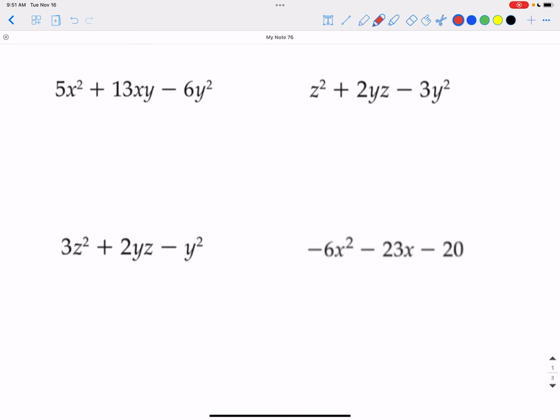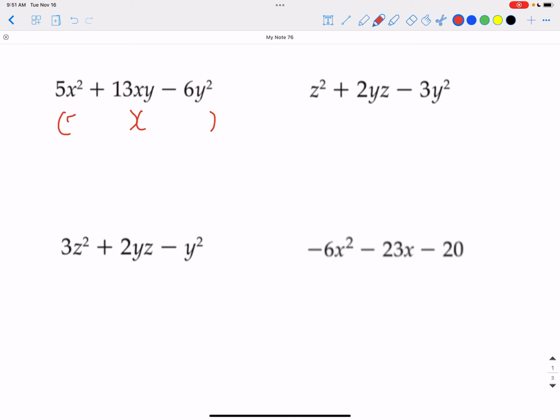Let's try some factoring problems with multiple variables. 5x squared plus 13xy minus 6y squared. So we first check to see if the distributive property can work, and it cannot because all three terms do not contain the same variable. The last term doesn't have an x, the first term does not have a y, and there is no number other than 1 that goes into 5, 13, and negative 6. So let's go straight to a binomial pair.